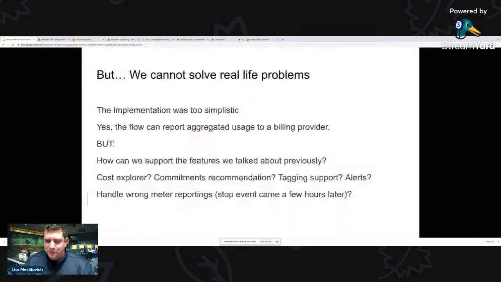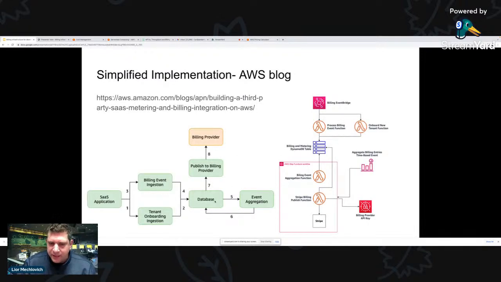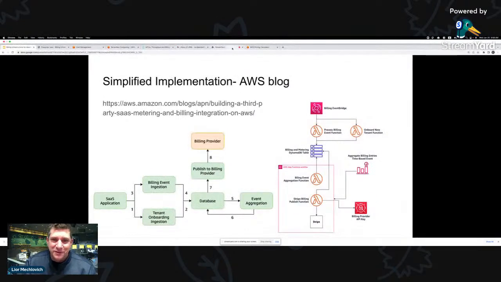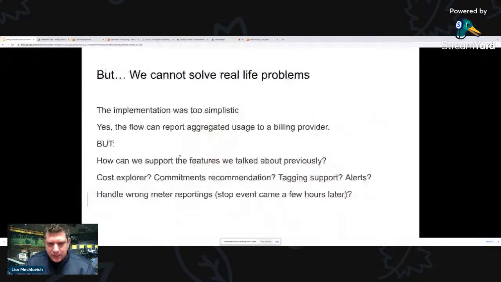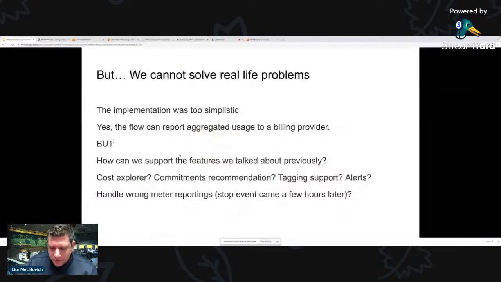So very simplified. And something we don't think about is how we handle incidents, right? How do we handle wrong meter reportings? How do we fix those things? You actually cannot do that if you already aggregate every few minutes and then send to a billing provider. You cannot fix this. Very problematic, right? So things will always fail. You always need to take care of failures and meter reportings that are wrong. It's going to be hard.